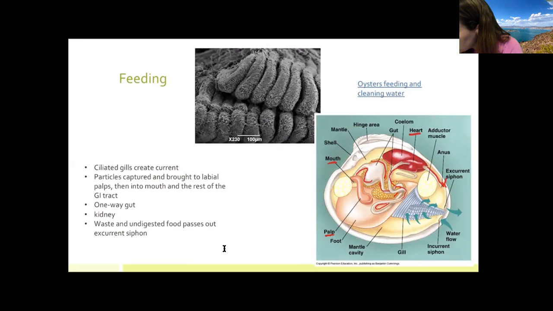Where is that? Okay, it's not in this picture. But these guys are going to have a kidney to help them filter out their waste as well. Not seeing it marked here. Gills, we've already talked about gills. We talked about the siphons.